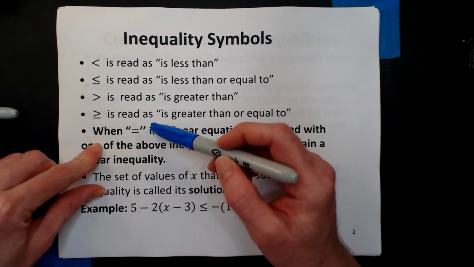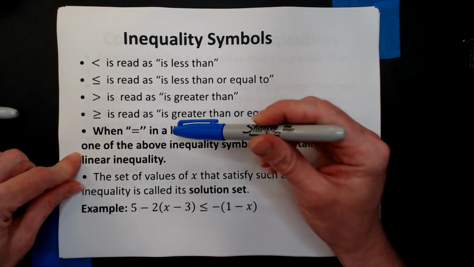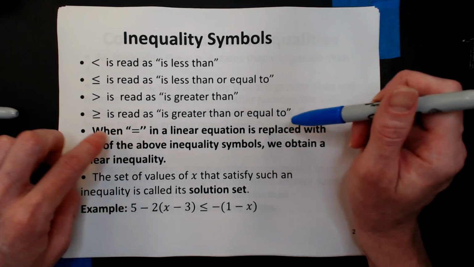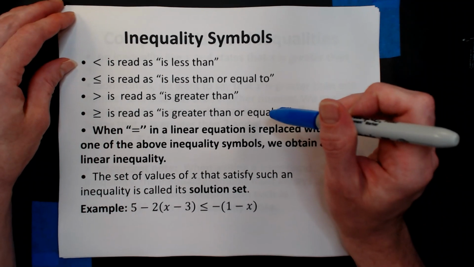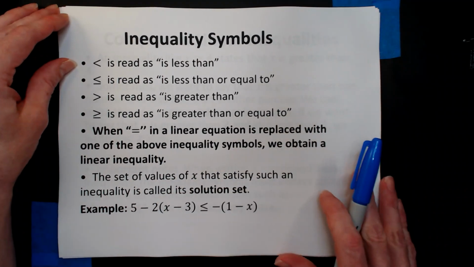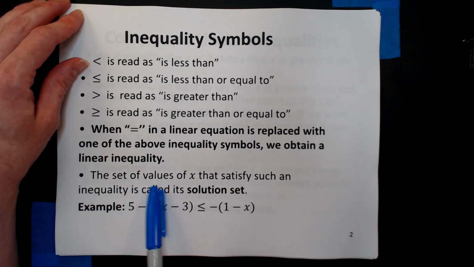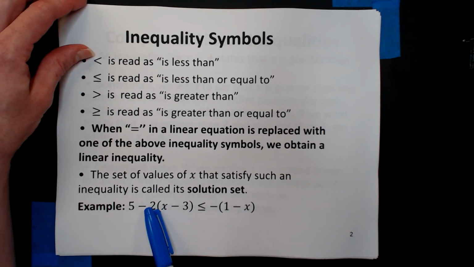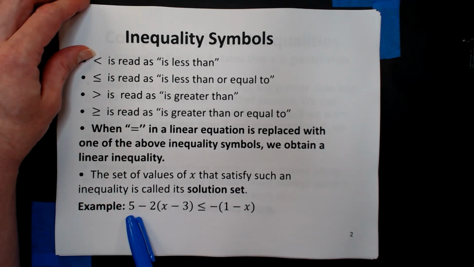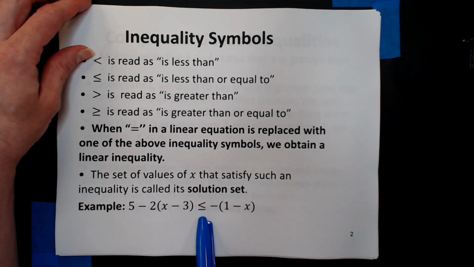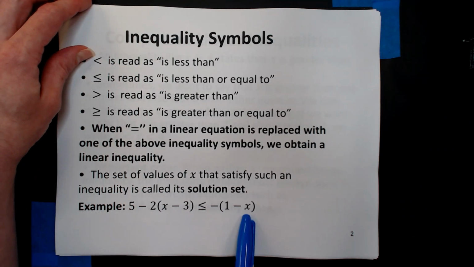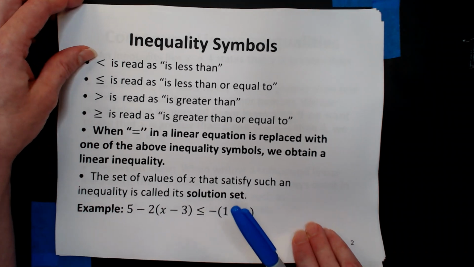When the equal sign in a linear equation is replaced with one of the above inequality symbols, we obtain a linear inequality. The set of all values of x that satisfies such an inequality is called the solution set. For example, we have an inequality where we have 5 minus 2 times the quantity x minus 3 is less than or equal to the negative of the quantity 1 minus x.